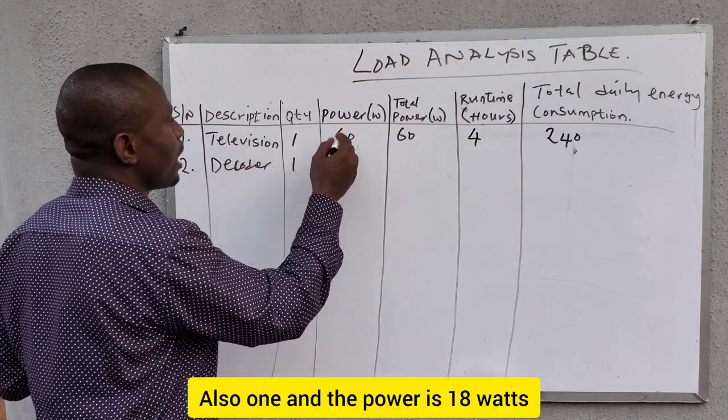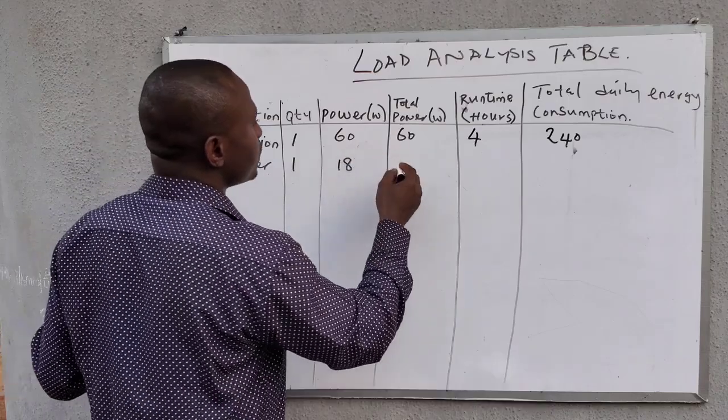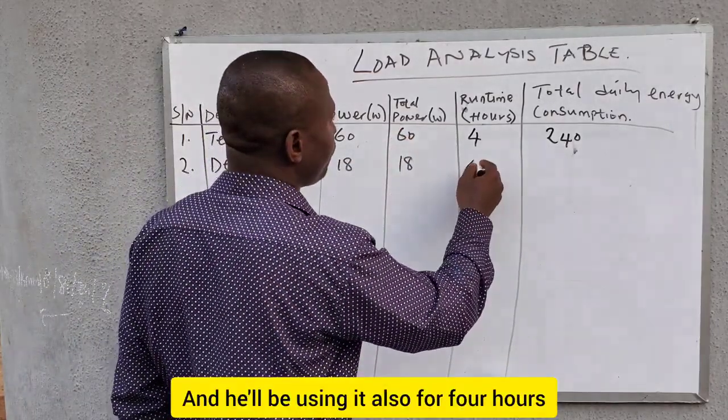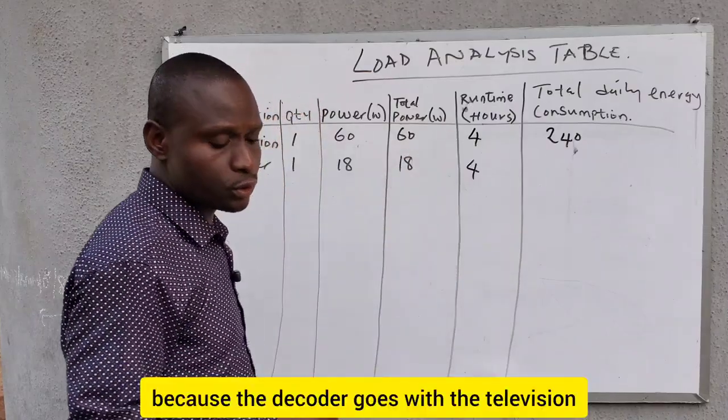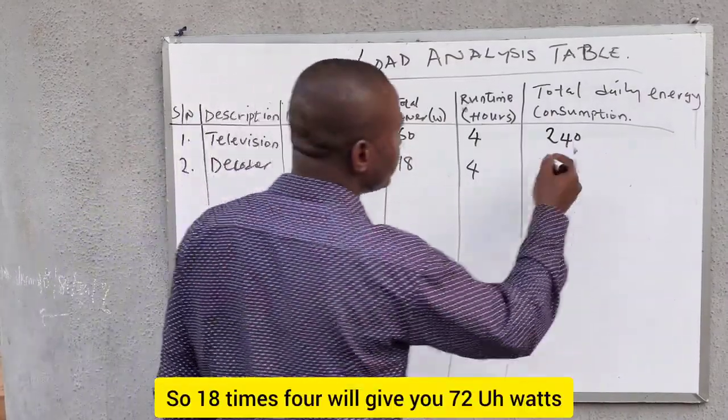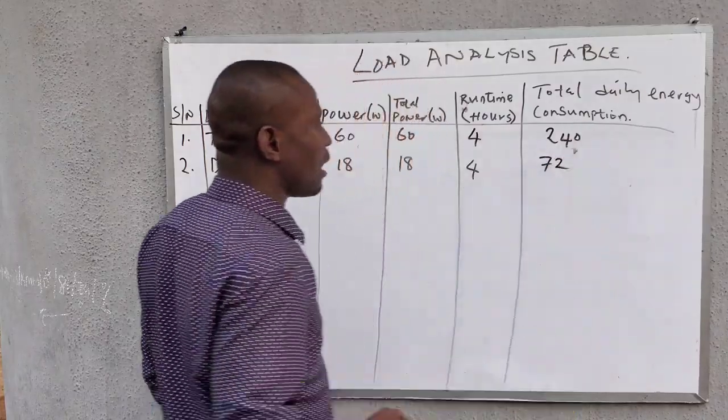So number 2, we have decoder. Also 1, and the power is 18 watts. So the total power will still be 18 watts. And he'll be using it also for 4 hours because the decoder goes with the television. So 18 times 4 will give you 72 watts hour.